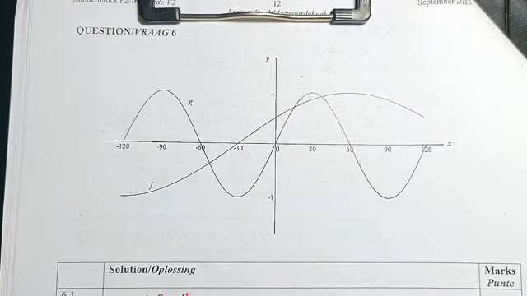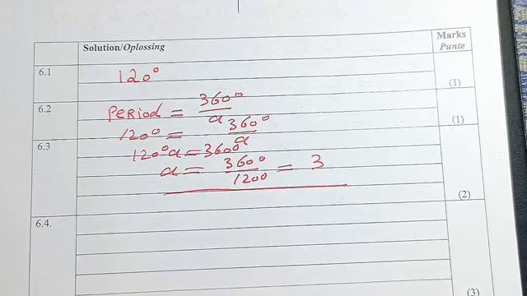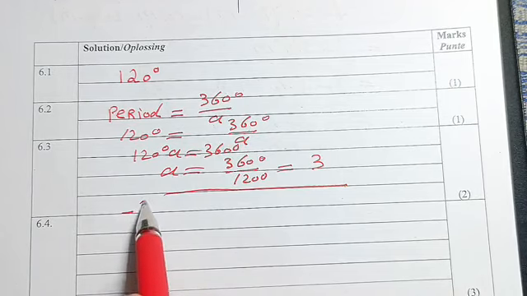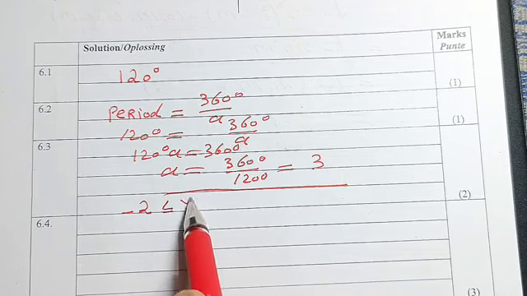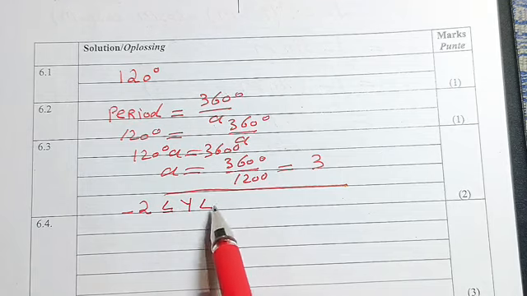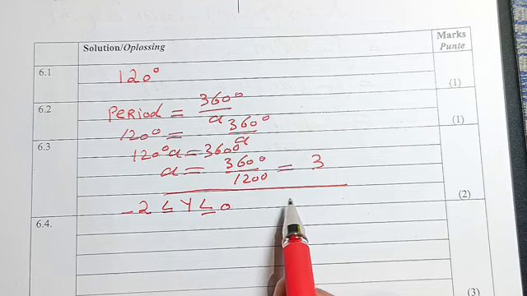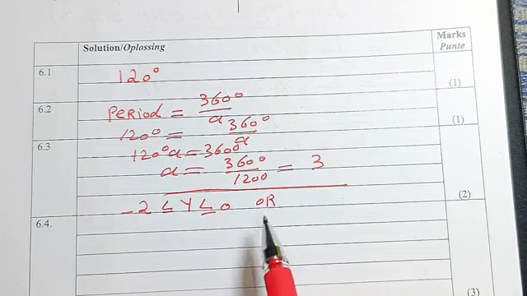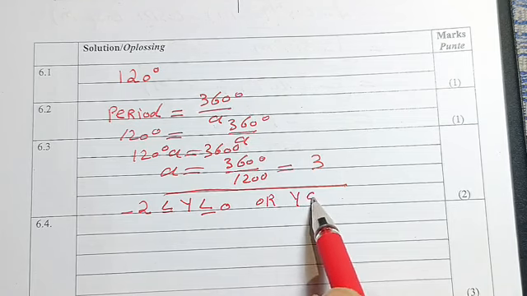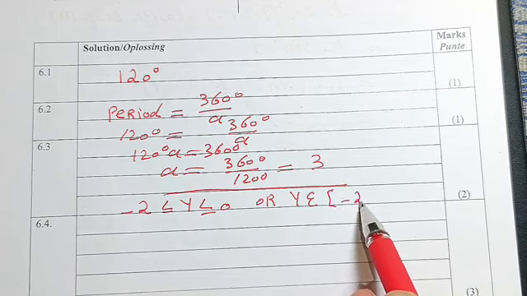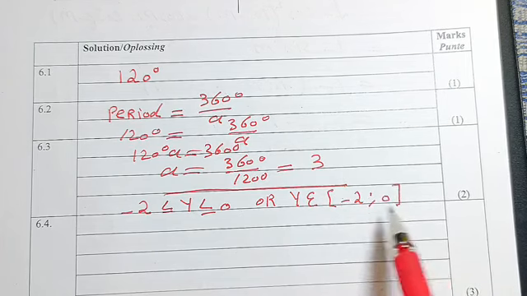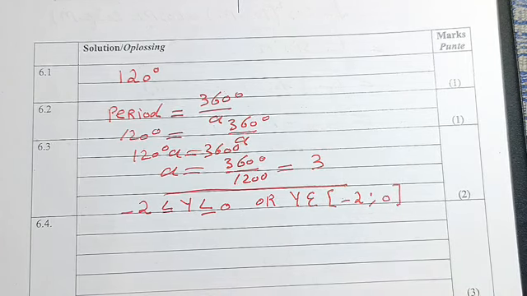That's the first method. You can use interval notation or set notation. For set notation, you say y is a real number and negative 2 to 0, both included. This is set notation, this is interval notation.